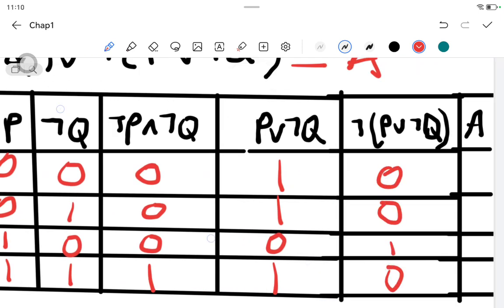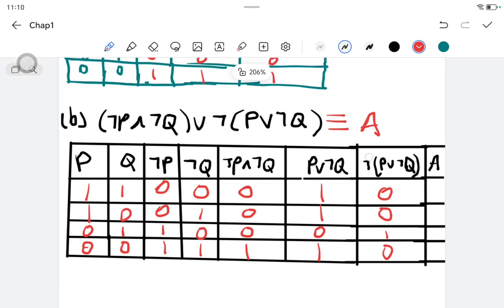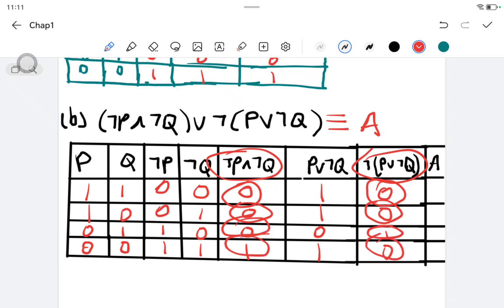Then now they say we must add this and this. When we add them, realize here we're going to get 0 plus 0 is 0, 0 plus 0 is 0, 0 plus 1 is 1, 1 plus 0 is 1. So we're going to have 0, 0, 1, 1, right? So that's the truth value for B.